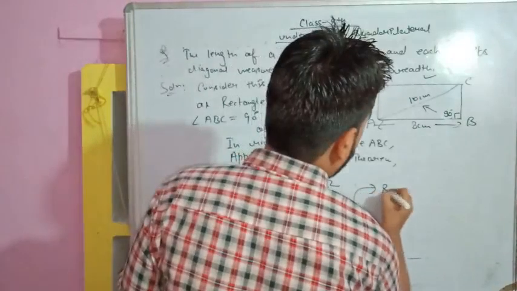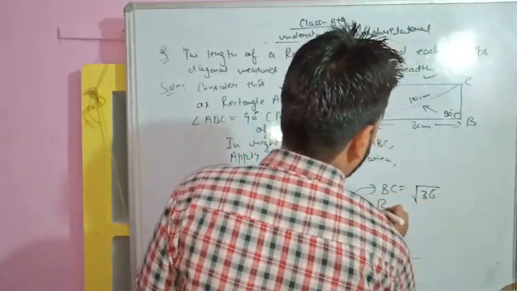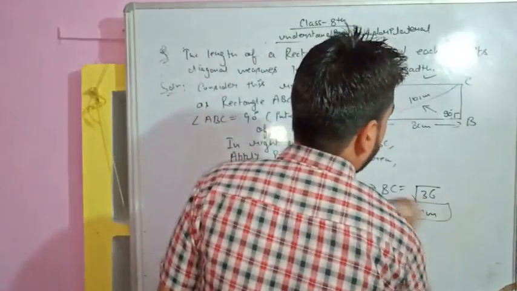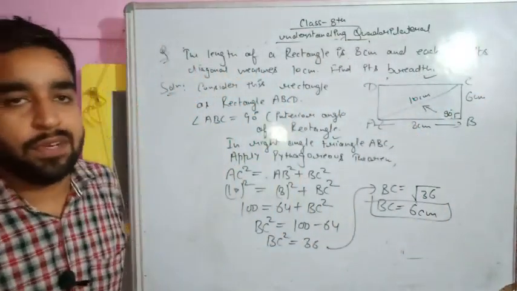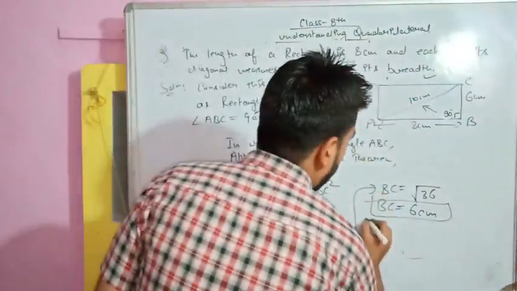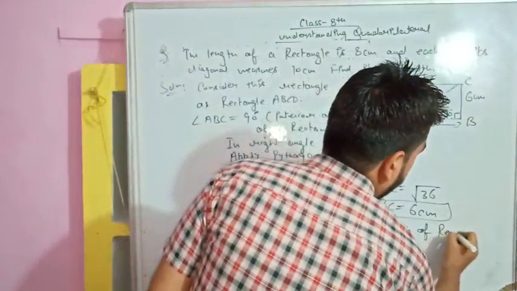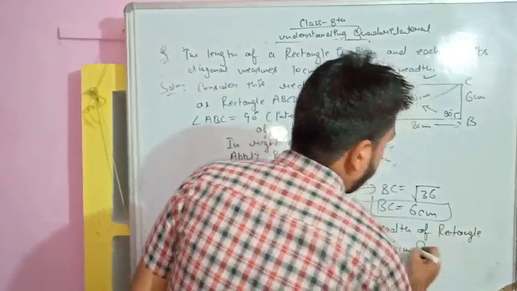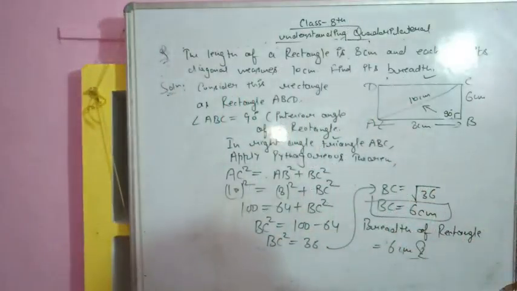And BC will be how much? Square root of 36. So BC will be 6 centimeter. And this is the breadth of this rectangle, which we have drawn. So the breadth of the rectangle is 6 centimeter. That is going to be our answer. I hope you understood this. So students, just please write it.